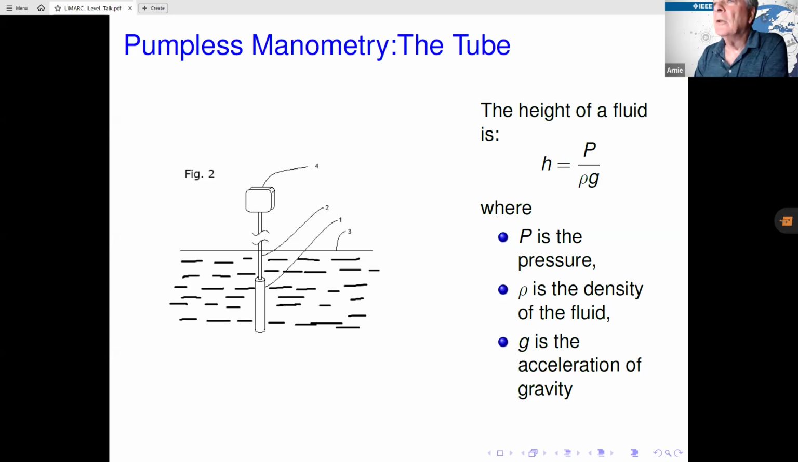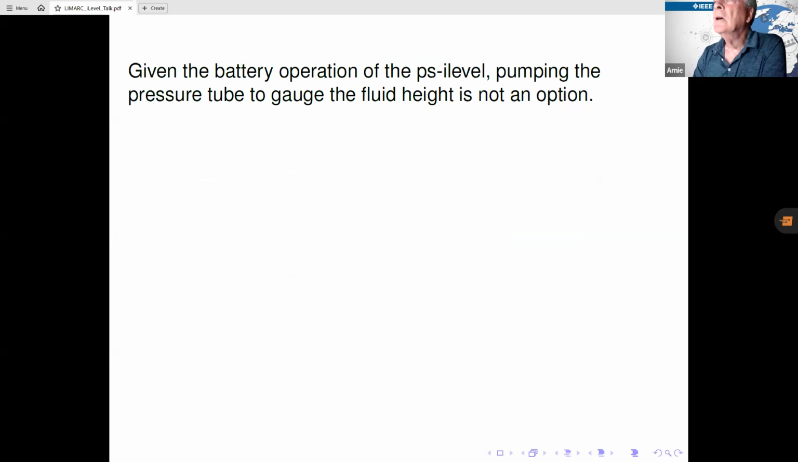But in order to use that equation, the tube has to be completely filled with air. Once you insert the tube into the tank, the oil would rise up into the tube a slight bit, so you'd have to pump it out. But we're battery operated, so we can't do that. We can't pump it. Battery would last a day. So that was not an option.